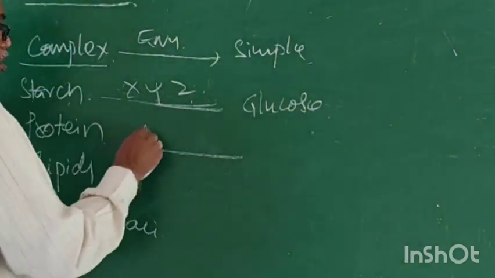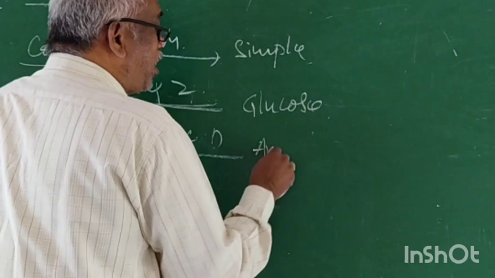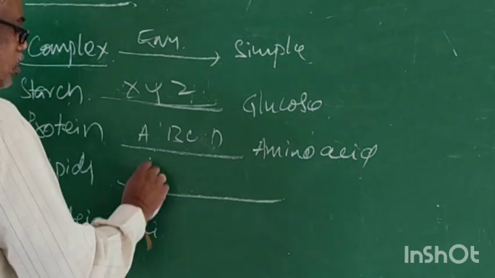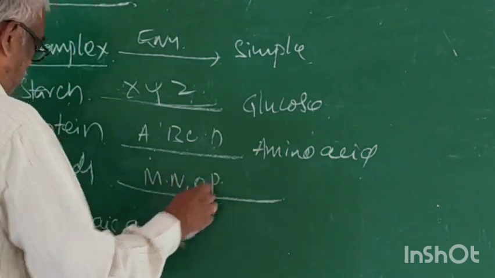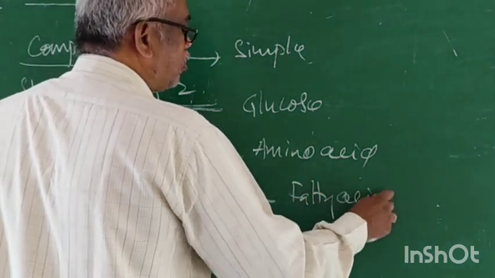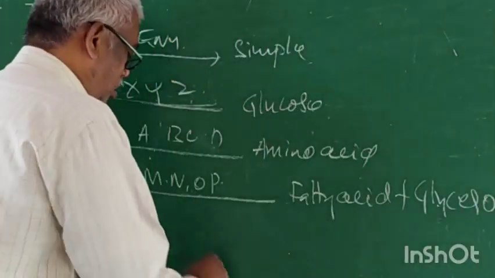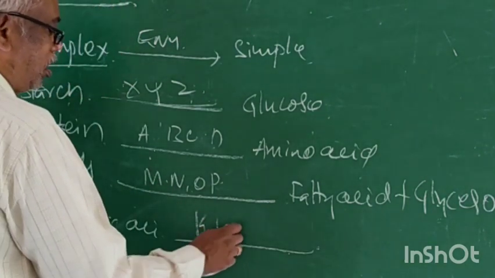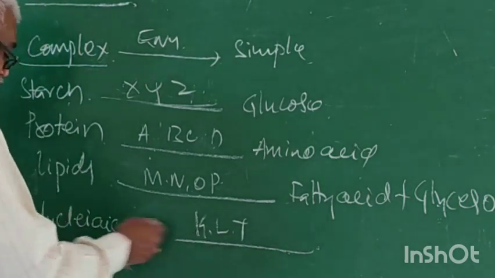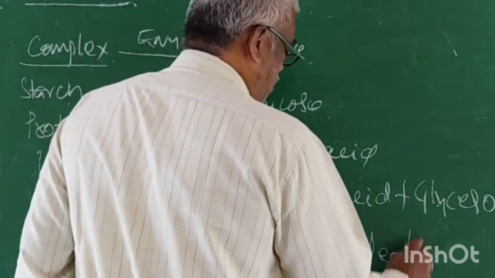The protein, A, B, C, D, these are the enzymes, break down into amino acids. Lipids, M, N, O, P, that is breakdown into fatty acids and glycerol. Right. Now K, L, T, that is the enzyme which works on nucleic acid and breaks it down into nucleotides.